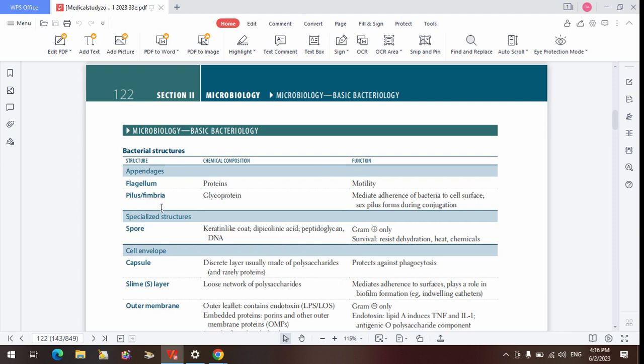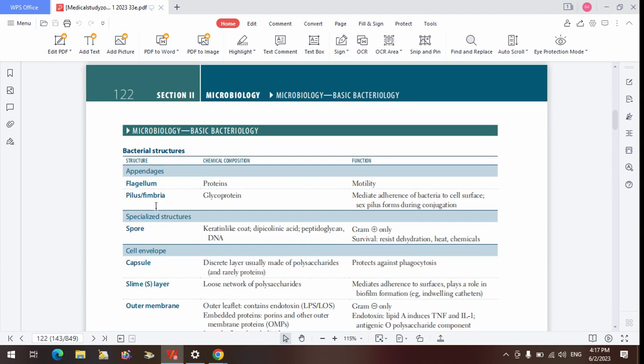Fimbriae, on the other hand, is also made up of glycoprotein, but its role is just to adhere to surfaces, particularly epithelial surfaces. So the fimbriae is essential as a pathogenic factor for some bacteria because it allows adherence to epithelial surfaces. For example, the most common example that they usually like to test is E. coli causing UTI. If E. coli is causing a UTI, it's actually due to the fact that the E. coli can express fimbriae that allows it to attach to the transitional epithelium lining the urinary tract.